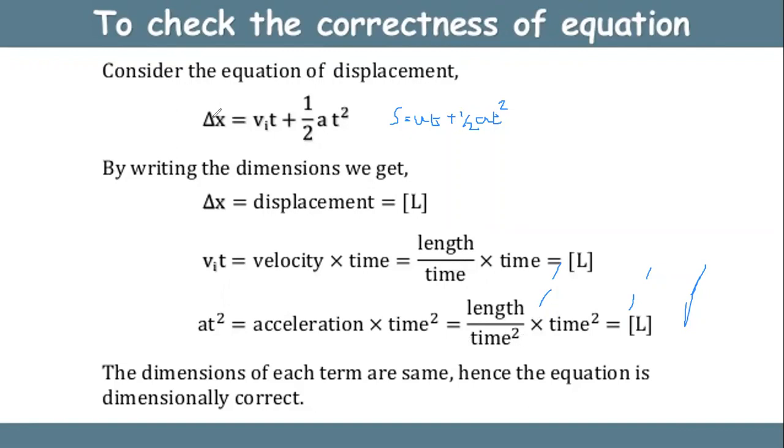Now this is having dimension L, this is having dimension L, and this is also having dimension L. All the terms in the equation are having the same dimension. So what you can say? This is dimensionally correct. We can say that it is dimensionally what? Correct. Okay.